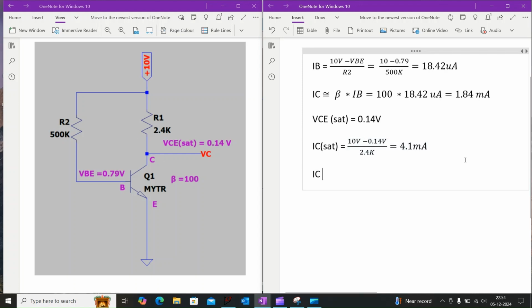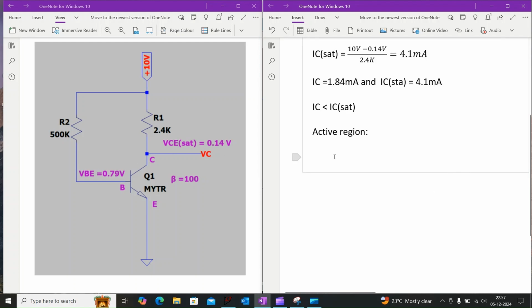And we know IC is equal to 1.84 milliamps and IC sat is equal to 4.1 milliamps. So the collector current IC is lesser than IC sat. As you know, the collector current is lesser than the collector saturation current. That means the transistor will not be operating in the saturation region, because here the collector current is lesser than the saturation current. So it should operate in the active region.